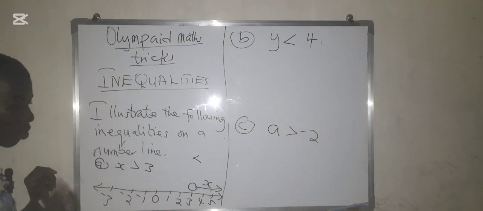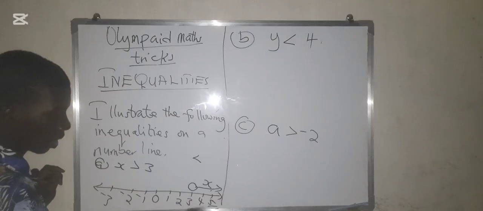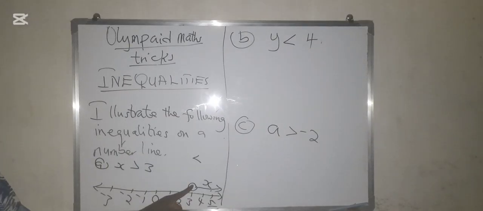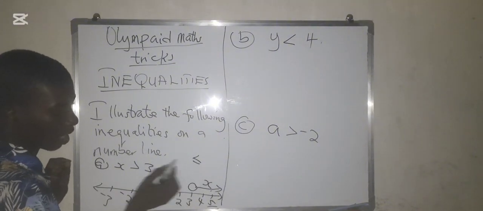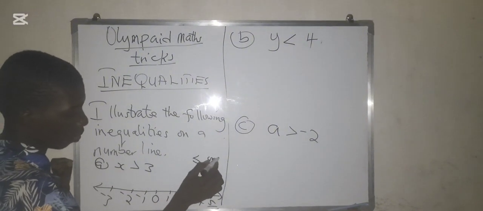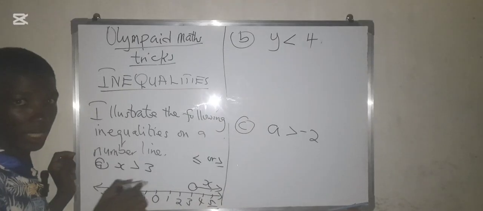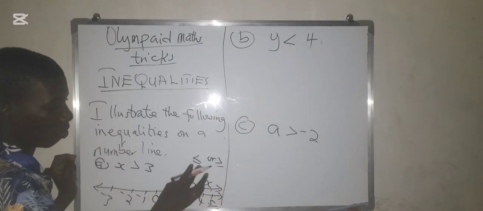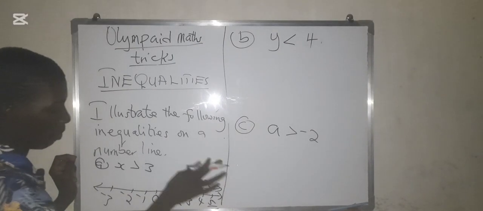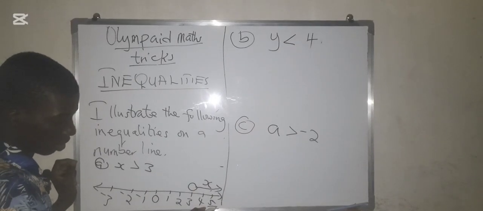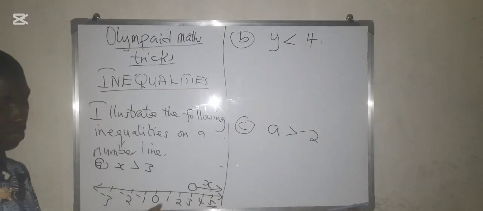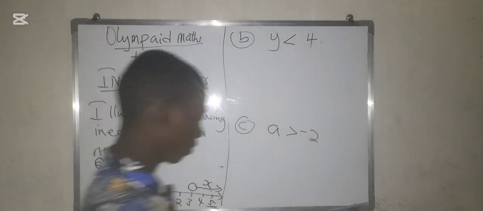But remember, some might ask, why don't we shade this circle? We are only asked to shade this circle if it is less than or equal to or greater than or equal to. That's the time we shade this circle. But here, this is only a mere greater than. We are not going to shade this circle. Now, this is the solution. Now, let's move to the second question.